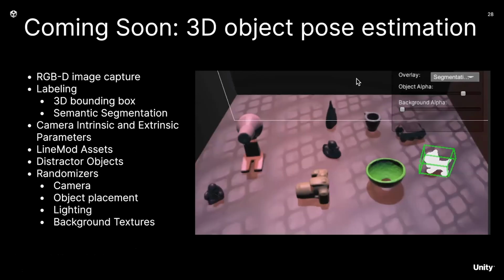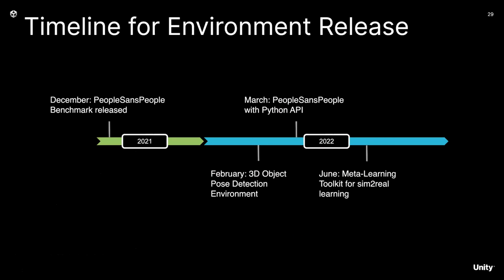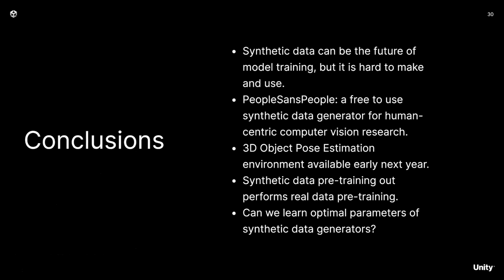We're also going to be releasing an object pose estimation environment for synthetic data as well. So look out for that soon. The PeopleSansPeople benchmark and environments will be released in December. We will update that with Python APIs in March, and a whole meta-learning toolkit should be available in June, all for public use. And in February, we hope to have an object pose estimation environment as well. And that's it.